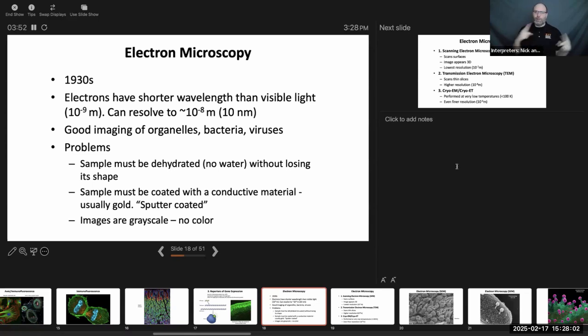The other downside, which is not that big a deal, but it's just something to be aware of, is that all electron microscopy images are grayscale. There is no color, because the color that we see in the world is all coming from visible light. And remember, the whole point of electron microscopy is that we're using something that has a wavelength that's much shorter than visible light. So the whole concept of color is irrelevant at this scale.